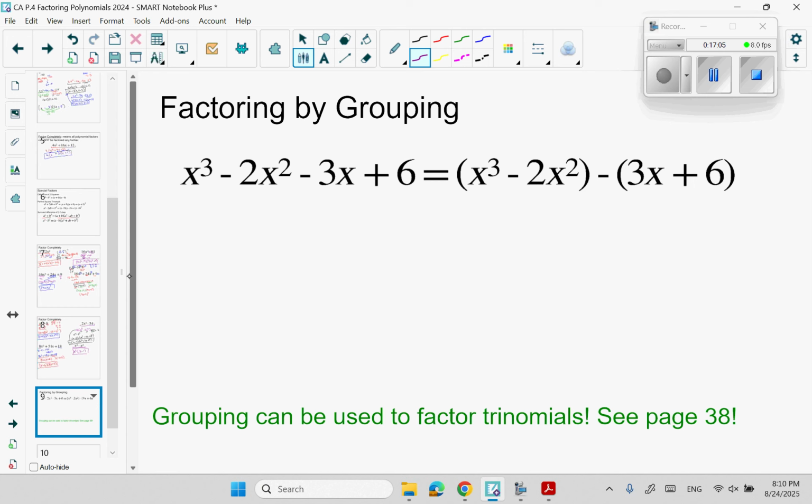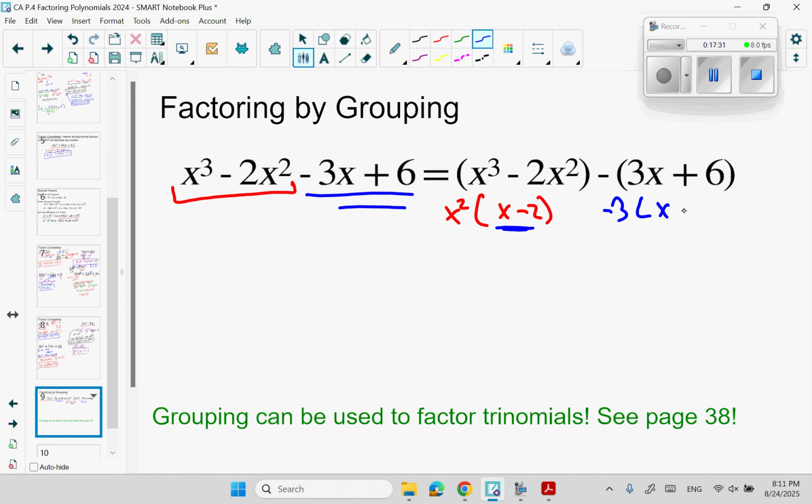If you start with 4 things, you can factor by grouping immediately, kind of what we've been doing the entire time. So here, what can I take out of x cubed minus 2x squared? That, of course, would be x squared, leaving me with x minus 2. And then what I have to take out of here to give me exactly x minus 2, well, I can, of course, take out a negative 3. So my answer would be x minus 2 and, of course, x squared minus 3.